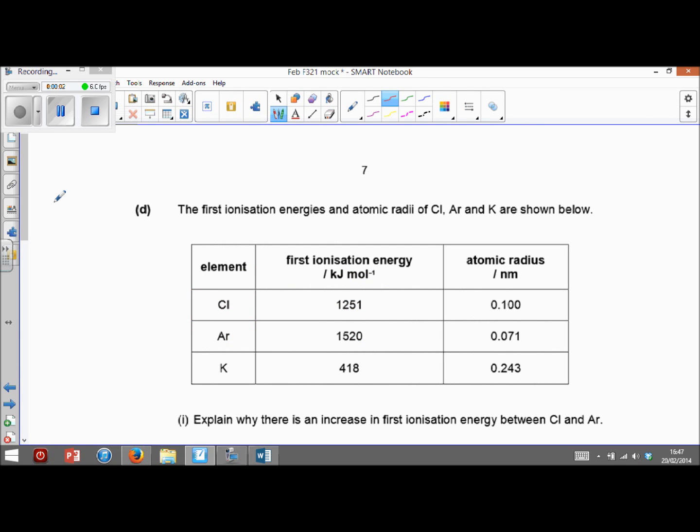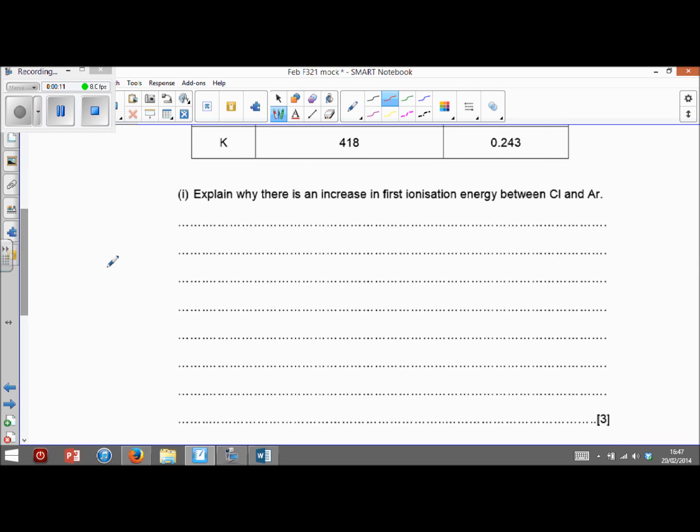So question 3 part D. The first ionisation energies and atomic radii of chlorine, argon and potassium are shown below. Explain why there is an increase in the first ionisation energy between chlorine and argon. So as we go from left to right across the periodic table, so from chlorine to argon, you need to put 3 points for this. So the difference between chlorine and argon is that the proton number increases.